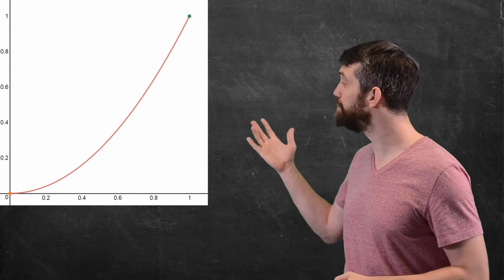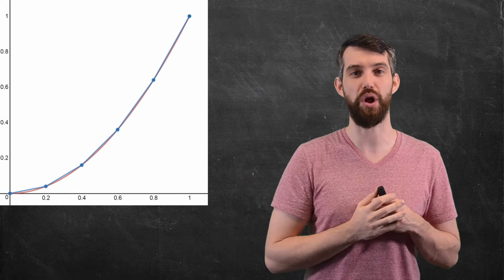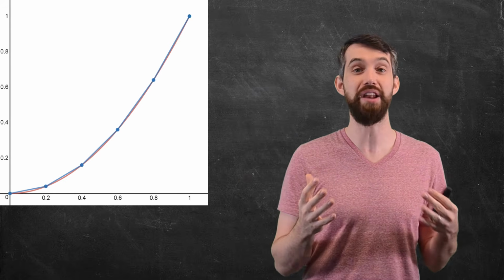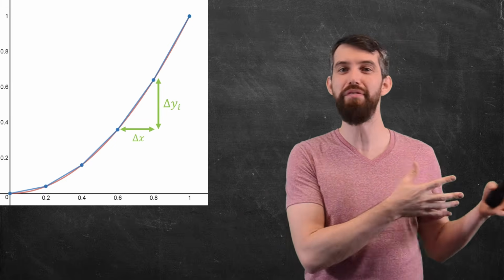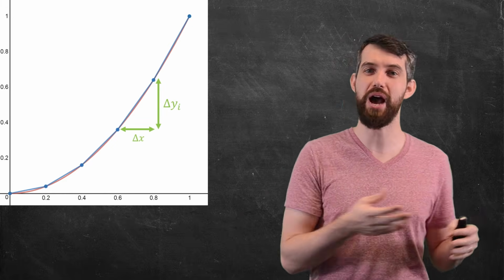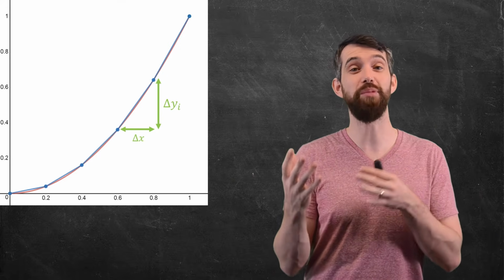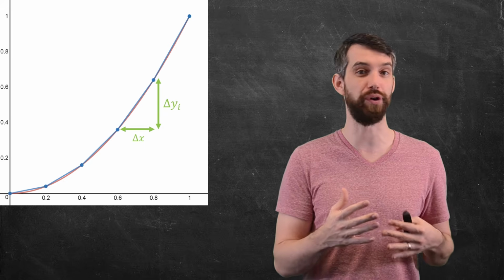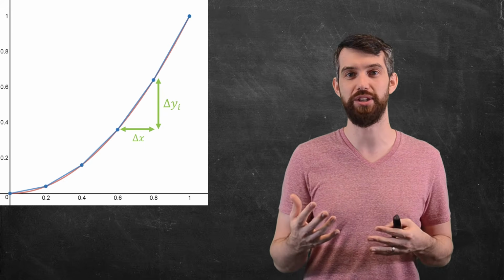I'm going to put a bunch of points down, and I'm going to have a bunch of straight lines between all those points. In this case, I've divided it up into 5 different regions. And then when we were deriving the arc length formula, we talked about how delta x was going to be the change in the horizontal, and delta y sub i was going to be the change in the vertical. And delta y sub i depended on what i it was going to change.